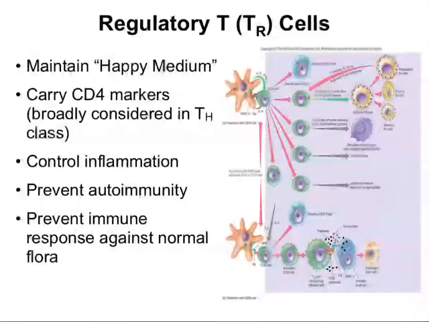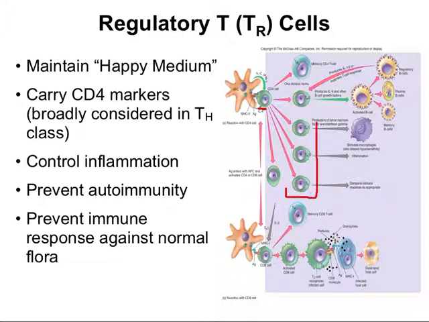immunodeficiency syndrome. Now, the regulatory T cells, or T sub R cells, can be broadly considered to be in the T helper class. Because they arise from a CD4 cell, they're included really in this main group of T cells. However, most people consider them to be in a class of their own. They do act to control inflammatory processes and prevent autoimmunity. They also prevent inappropriate targeting of resident biota.